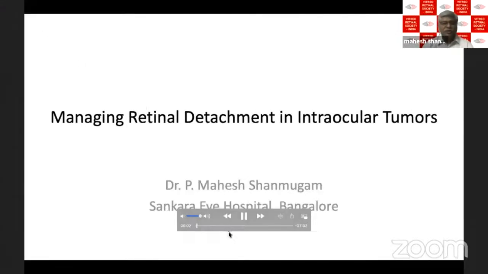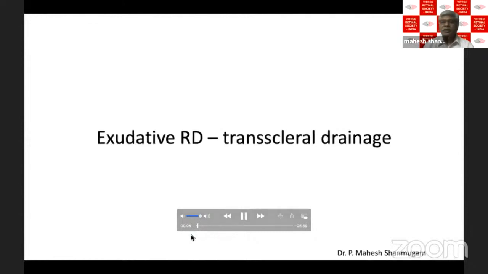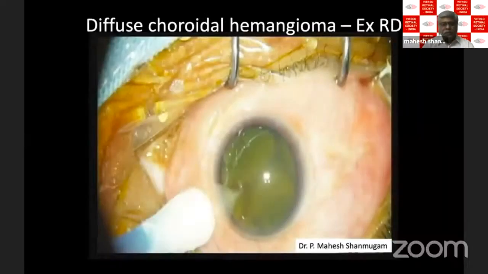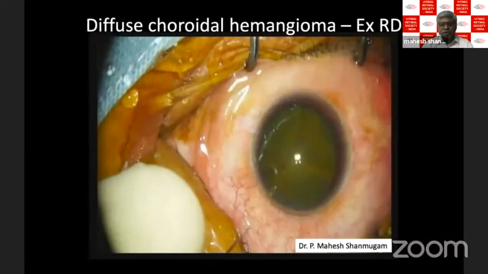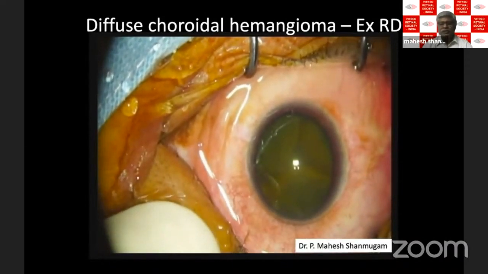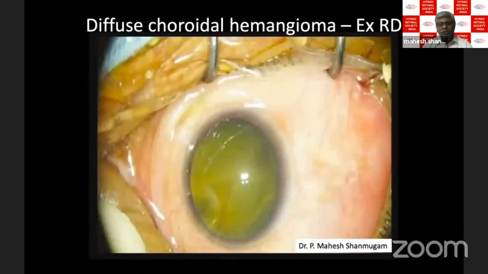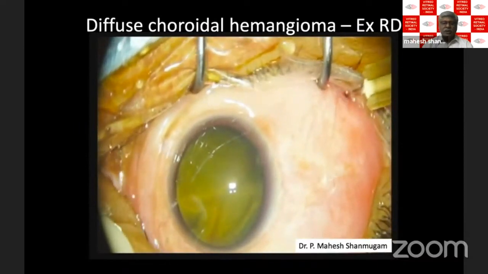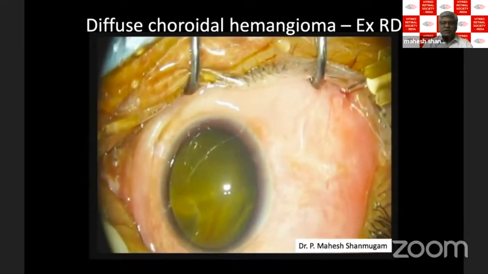So let's look at some of the simple techniques following the wonderful surgeries by Dr. Steve Charles and Sangeet. There are three types of detachment which you can see in tumors. One is exudative detachment. I use a simple technique of exudative detachment drainage like this. It's a 30 gauge needle with which I inject, go in between the folds, and there's a transconjunctival drainage.